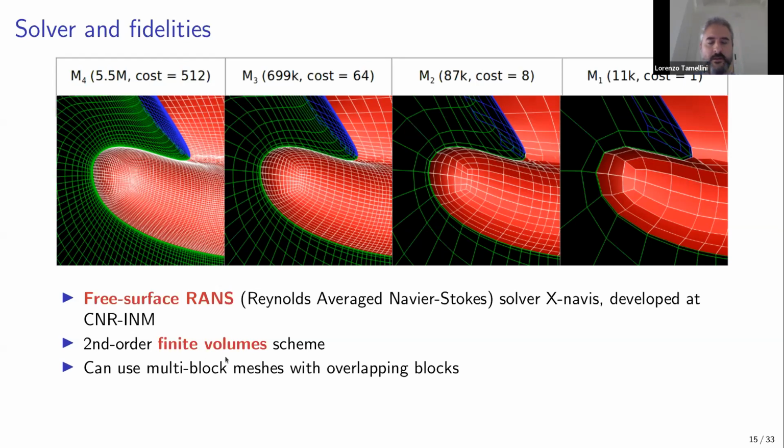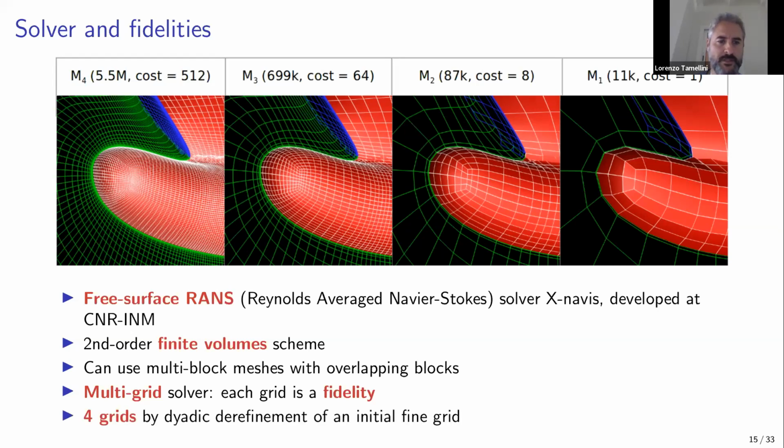As I said, it can handle multi-block meshes with overlapping blocks, as I showed you in the previous slide. And in particular, for a fixed mesh, the solver is a multigrid solver with V cycles, okay? So the finest grid that we reach with the V cycle is our fidelity. So the coarsest fidelity is a solution only on the coarsest grid. The second fidelity is a V cycle between the first one and the second one. The third fidelity is a V cycle from the first one to the third, and so on and so forth, okay?